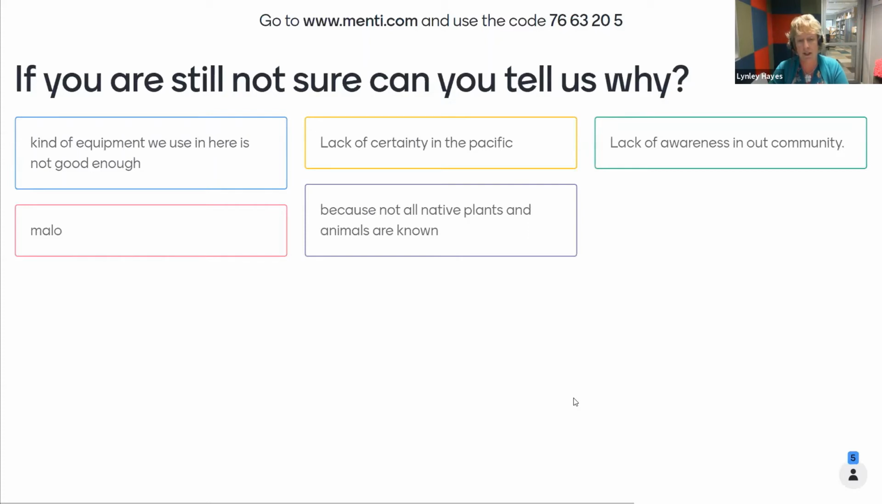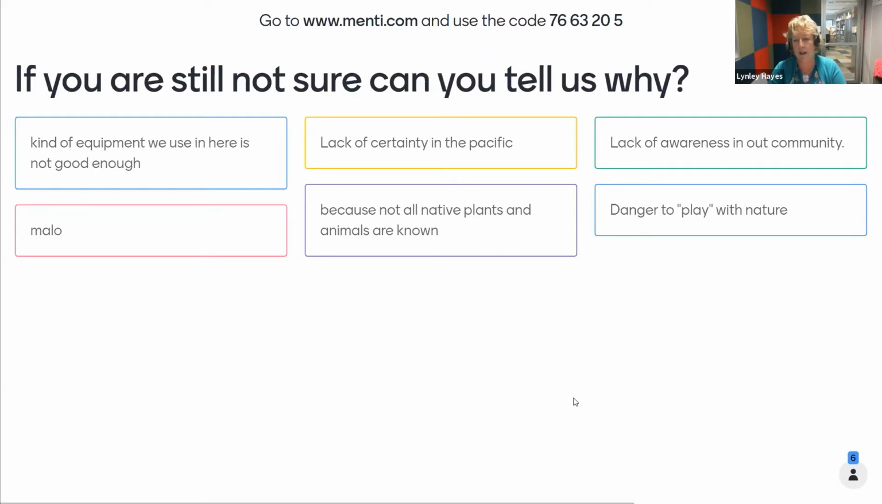Lack of certainty in the Pacific. I'm not quite sure what that one means. Perhaps you could provide some more detail for us there. Is that because you think there's not enough information about natural enemies that have already been released in the Pacific? I'm not quite sure what that one is.